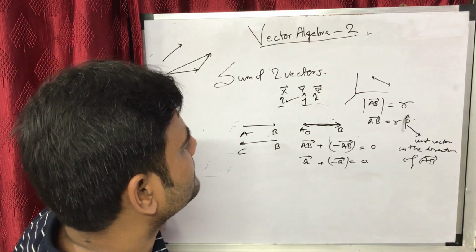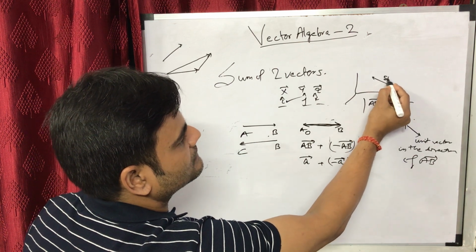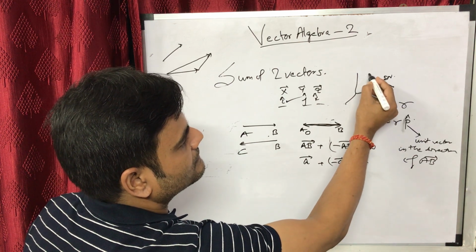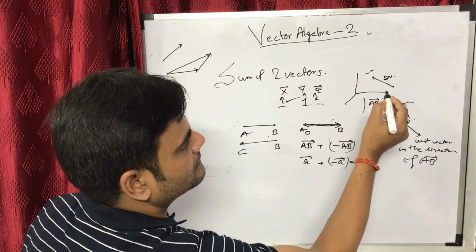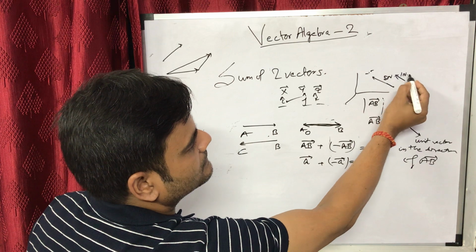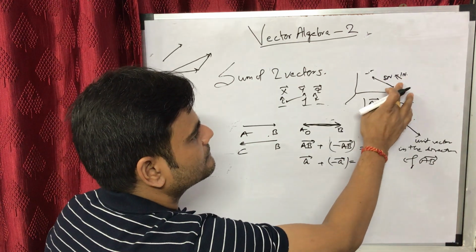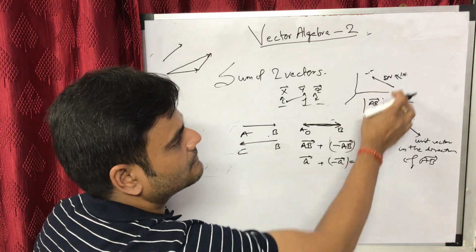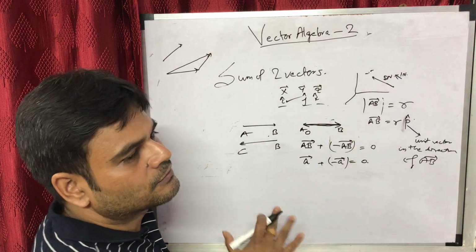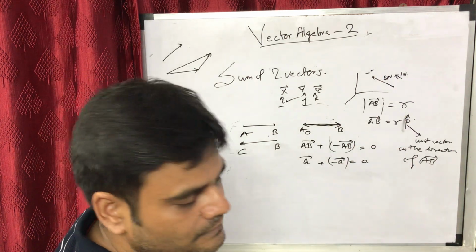Unit vector you can simply understand like this. Say this is 5 newtons in whatever direction. So 1 newton is a unit vector in that direction. It should be 1/5 of it, right? Unit vector in that direction into 5. The magnitude is 5 newtons in that direction.